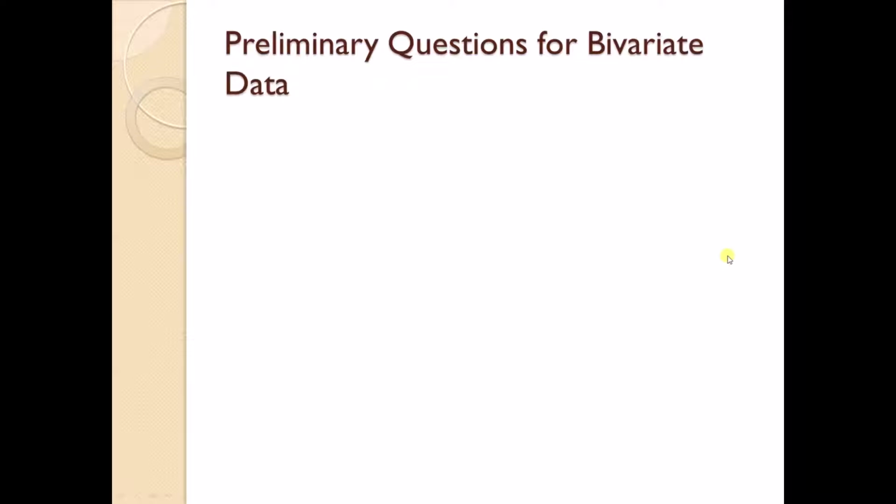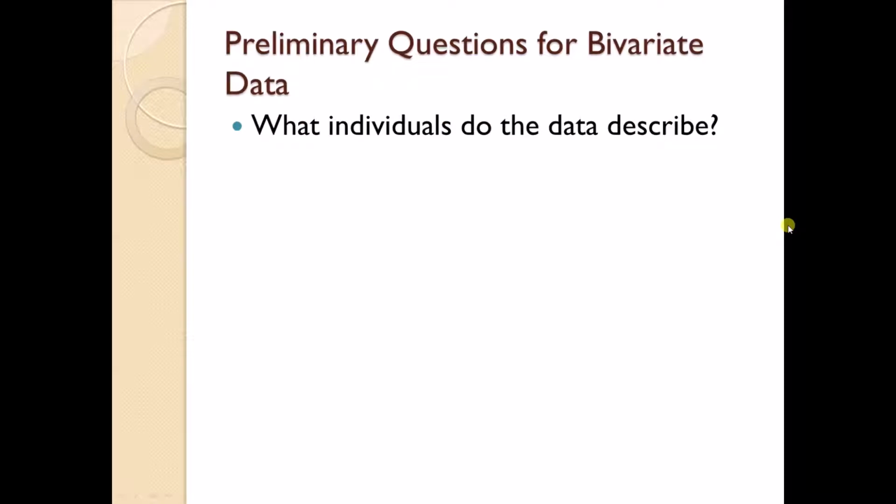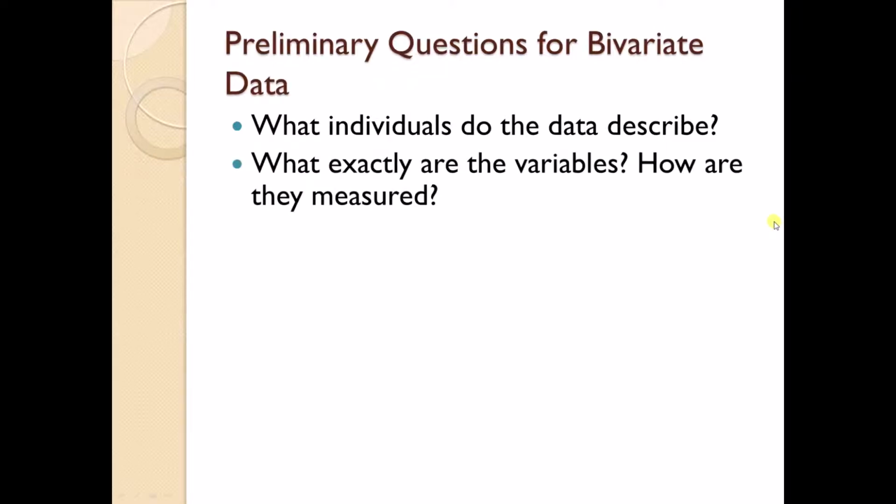And so just like with any other research situation, we started with univariate data with just single observations. Now we're moving into paired observations. We just need to set the whole thing up properly. So what individuals are we talking about? Are they cats, people, trucks? Who knows? Just depends on what you're researching.